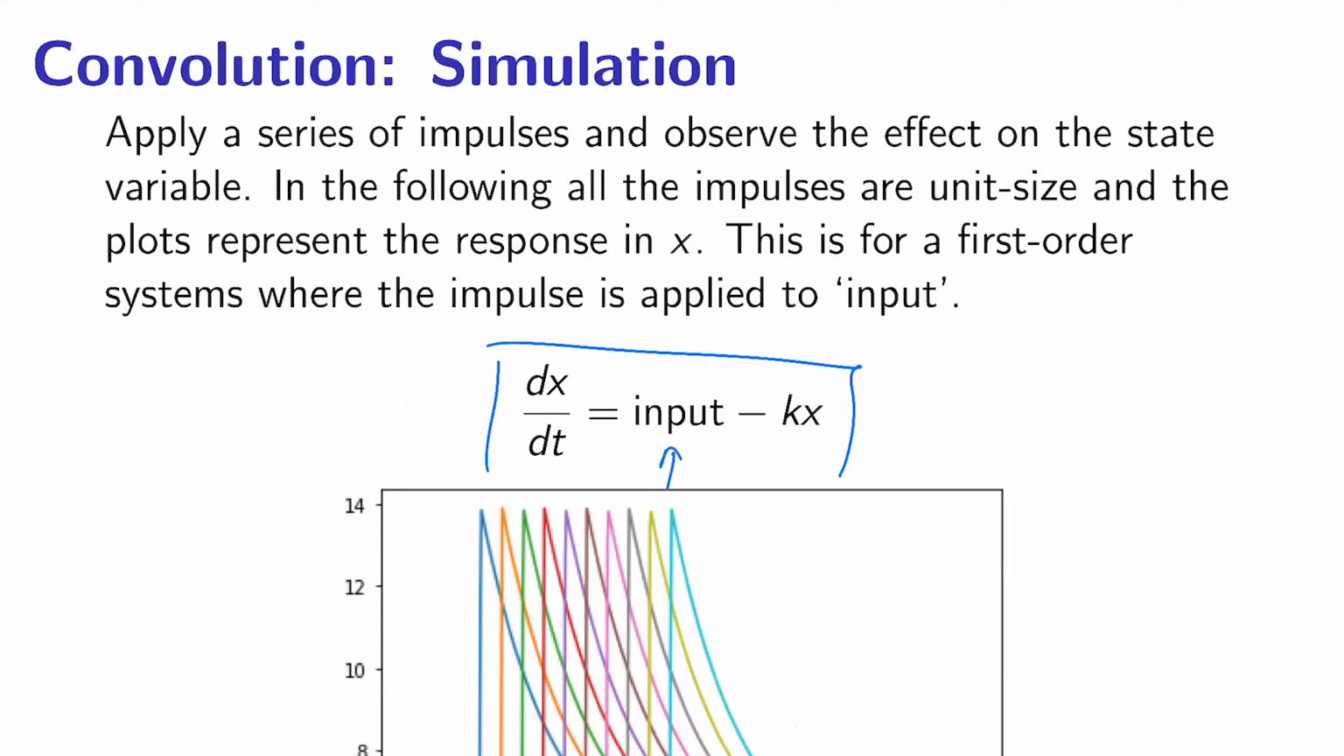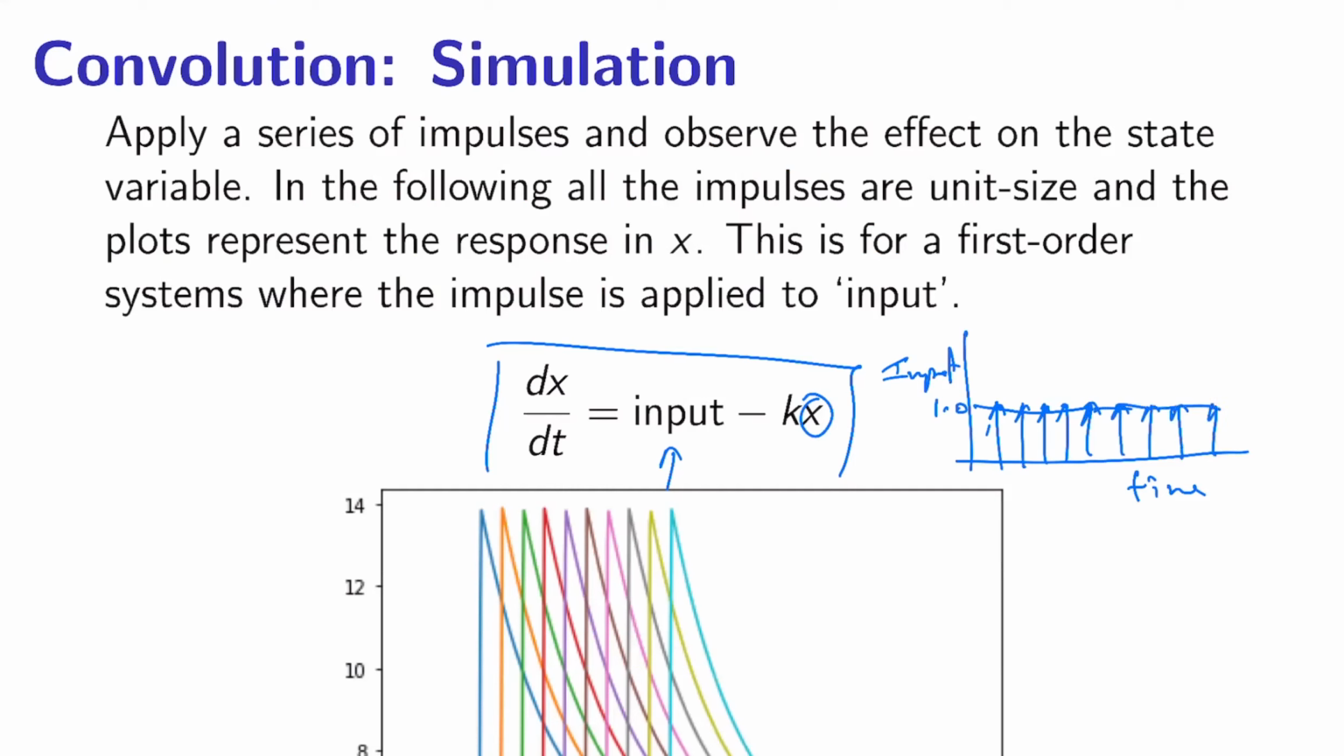Then I'm going to look at what happens to x. Just to keep things simple, I'm going to apply a unit size impulse. If I plot the input against time, it's basically a series of impulses, and they're all at value 1. These are all unit impulses, so effectively I'm simulating a unit step.